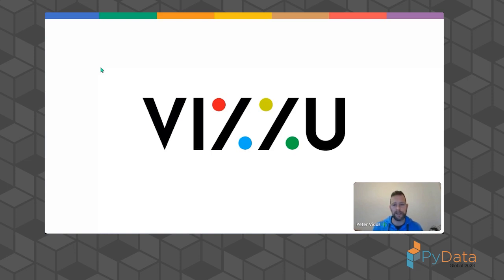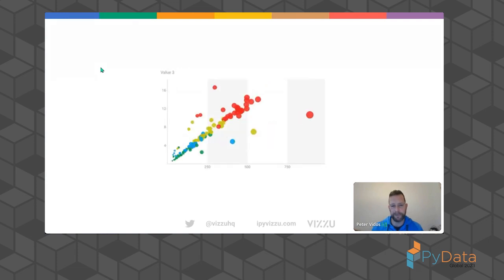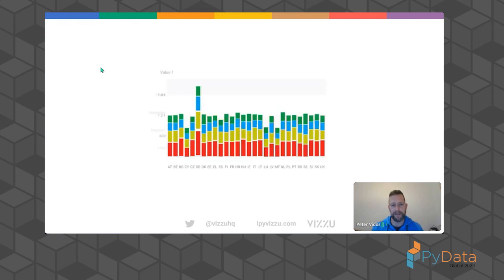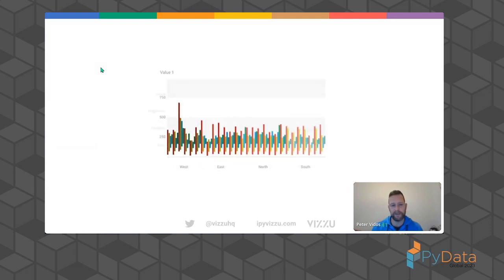So Vizzu, the company that I'm representing, very shortly: we built a generic chart morpher. We have an engine that can generate all different types of charts and can seamlessly animate between them. It's more flexible than any similar data visualization technology out there.